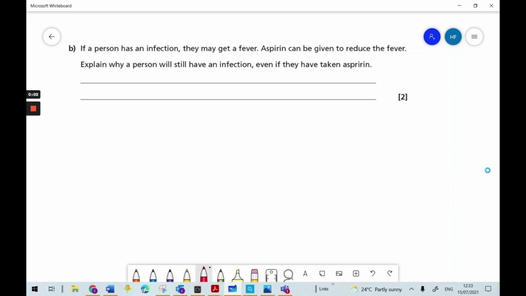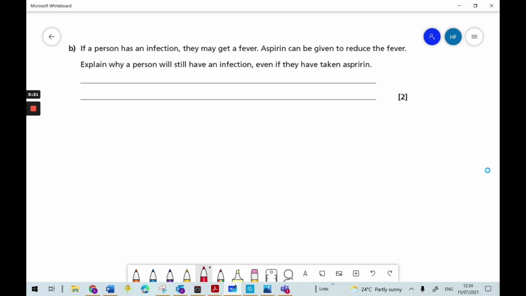Let's have a go at this exam style question. The question says, if a person has an infection, they may get a fever. Aspirin can be given to reduce the fever. Explain why a person will still have an infection even if they have taken aspirin. And that's worth 2 marks.